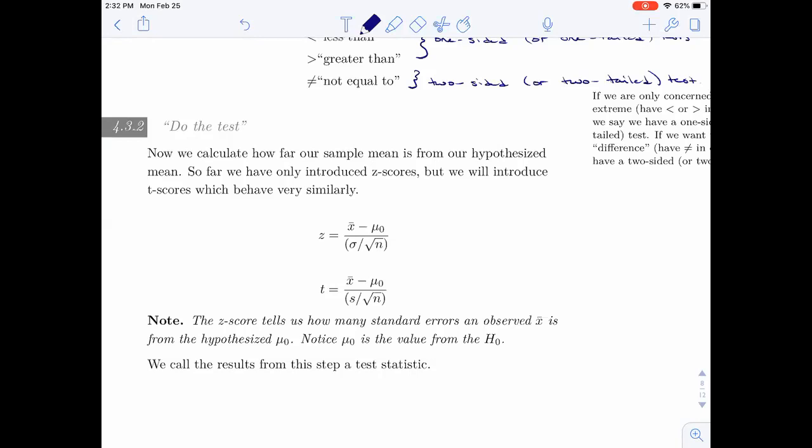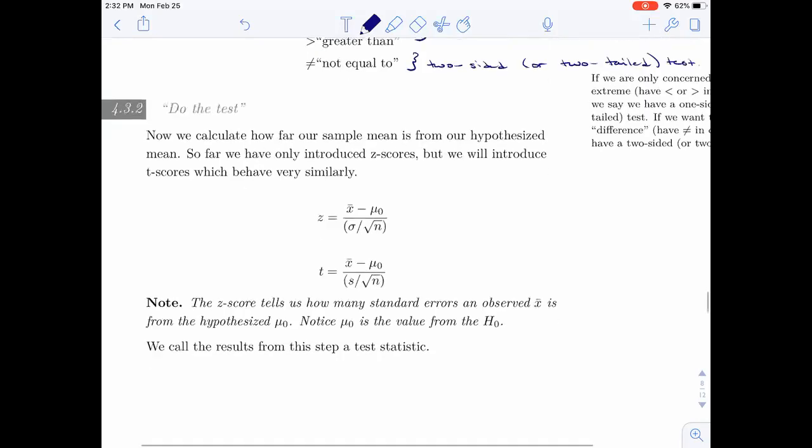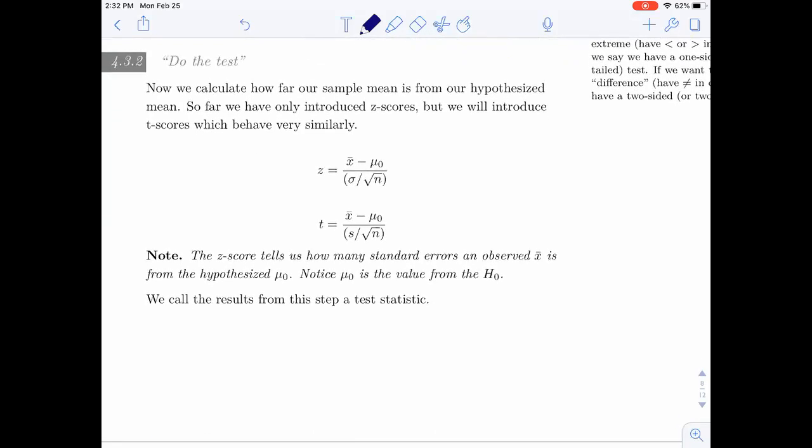So I call the z-score your training wheels. Your t-scores are the real life stuff. So we're starting with the z-scores, but then we'll quickly move into t's. Like we've said before, z tells us how many standard deviations, or standard errors now, x bar is from mu naught. How far is this sample mean from the hypothesized mean? And t does the same thing.